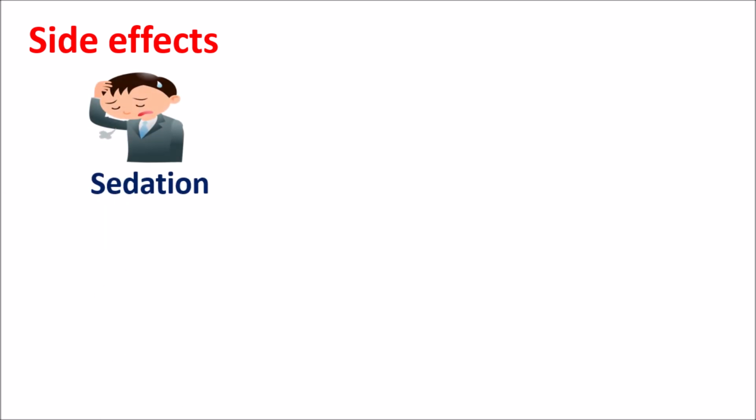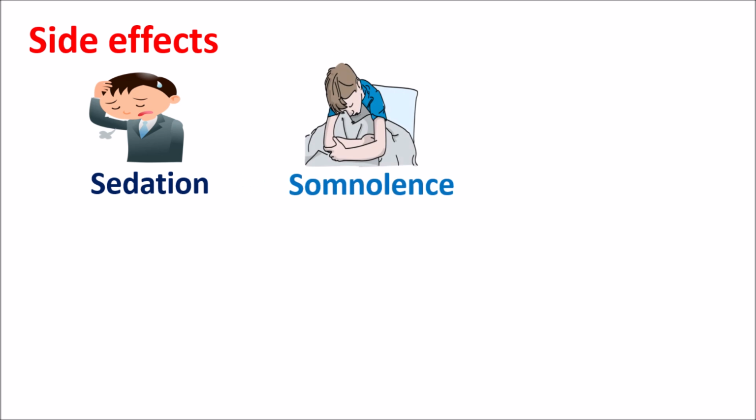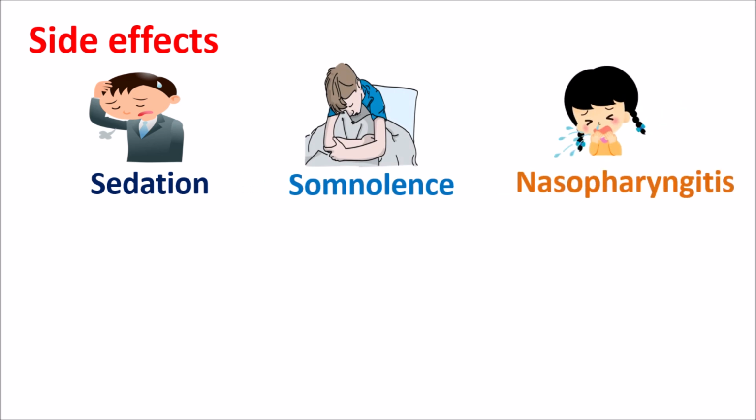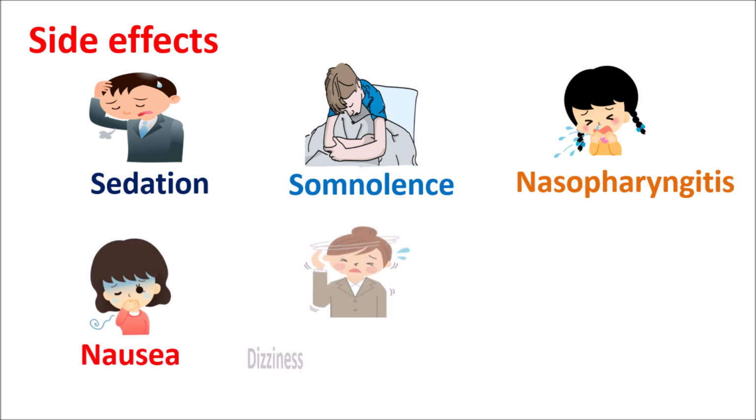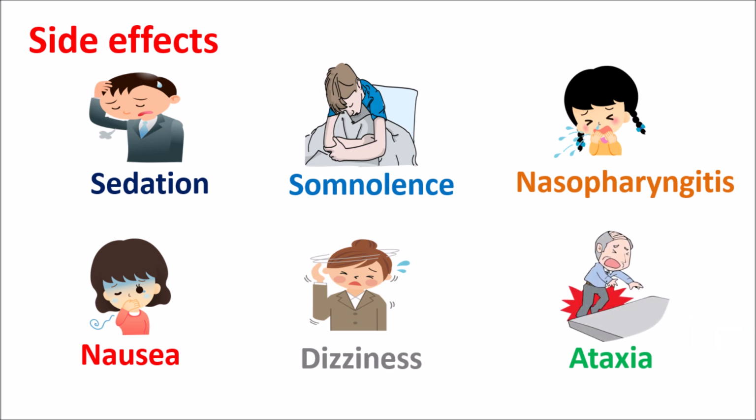Now let us see the side effects of this medication. Since it acts on the CNS, it mainly produces central side effects. So doxepin causes sedation, somnolence, sleepiness in people. Nasopharyngitis, cold-like symptoms can be observed, and nausea, dizziness, and ataxia, loss of balance, can be observed with doxepin.